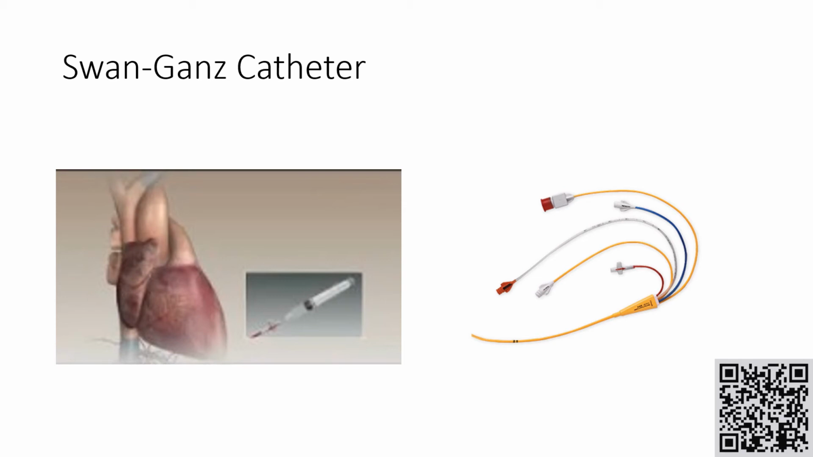And in the tracing on the right, you can see that it's in the right atrium, and now it's in the right ventricle. When it goes into the right ventricle, it has a step up. And then once it gets into the pulmonary artery, you have a step up there. And then now it has the wedge. So what happens now is the balloon is going to deflate, and looking at the tracing on the right, you can see the waveform. When you inflate the balloon, you're going to get the wedge pressure.